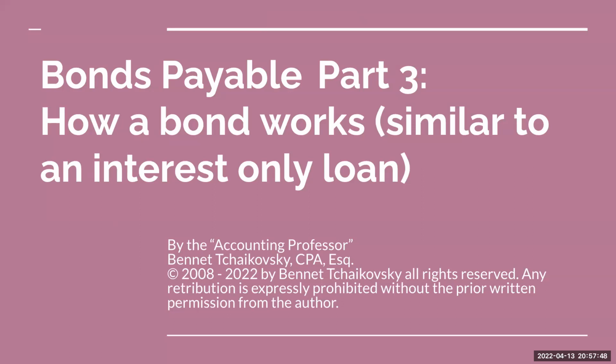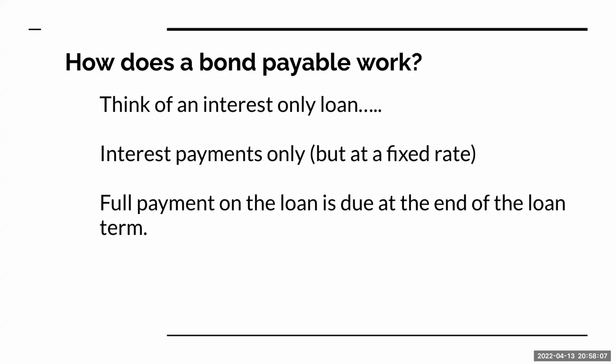And the answer is no, because most mortgages contain both a principal and an interest element. When we're looking at bonds payable, what we're more interested in is that this is like an interest only loan. I pay interest every single year or every 6 months, and then I'm going to be paying back the full amount. So again, I want you to think about this as an interest only loan.